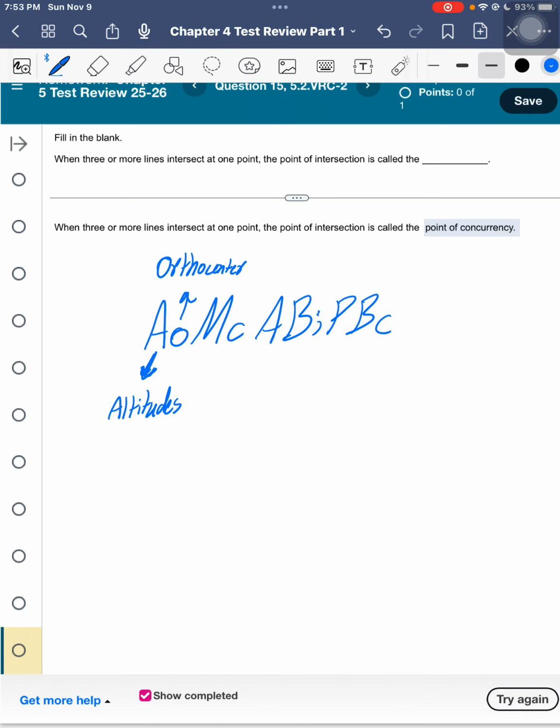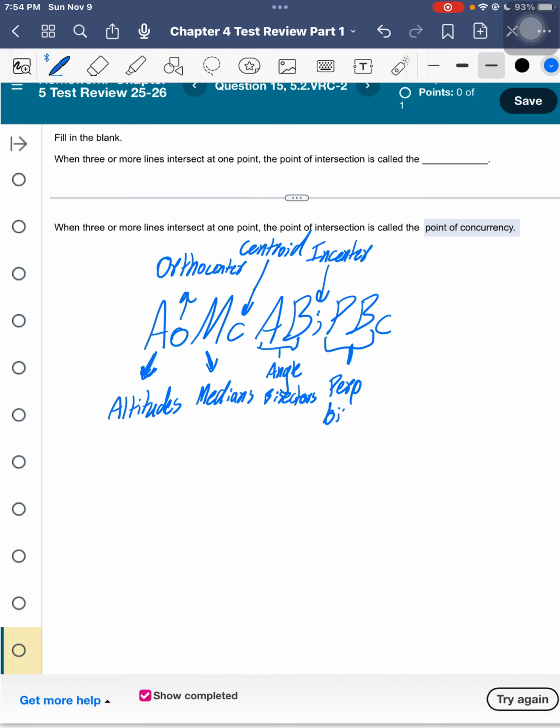orthocenter. Now, this M stands for medians. Your point of concurrency of medians is your centroid. This AB stands for angle bisectors, and the point of concurrency of your angle bisectors is your incenter. Now, this PB stands for perpendicular bisectors, and the point of concurrency of perpendicular bisectors is your circumcenter.